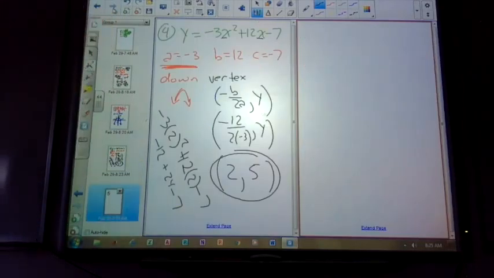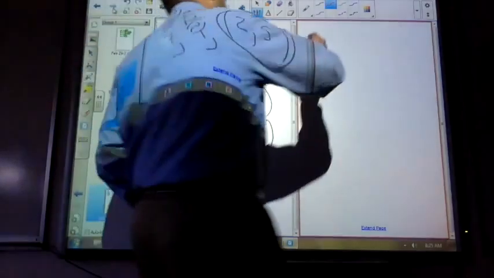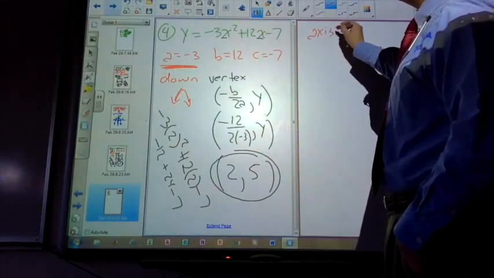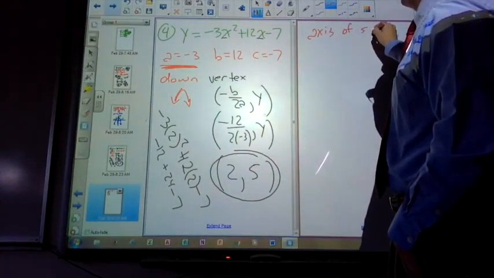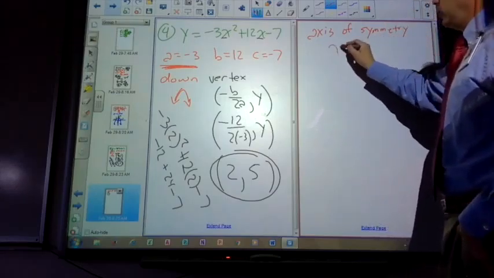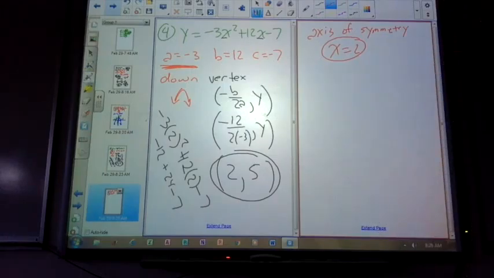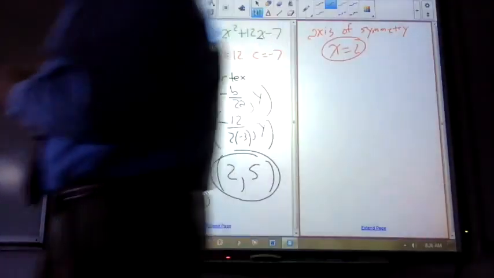What do you think? Do I have enough information for the axis of symmetry? What is the axis of symmetry? X equals 2. Axis of symmetry is what kind of line? Vertical. So x equals 2 is my axis of symmetry. Remember, that's the line that is symmetric. It's the mirror. It allows me to fold it over. Okay. What else do we have?